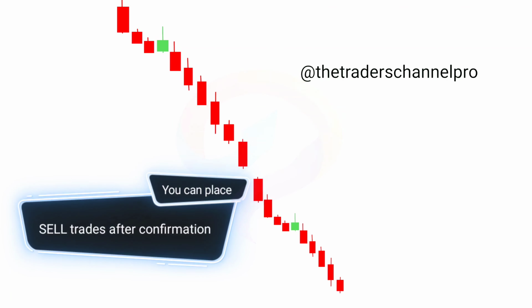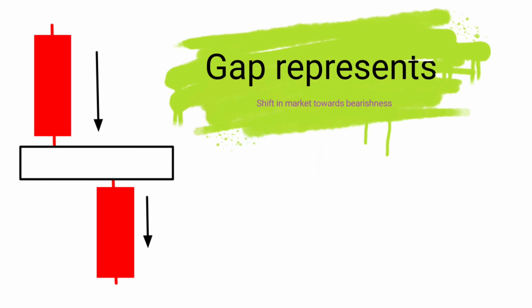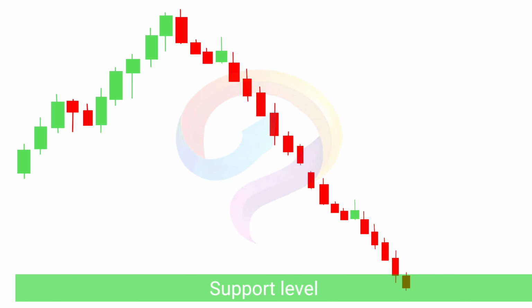Traders often use the falling window as a signal to enter short positions or to add to their existing short positions. The gap represents a sudden shift in market sentiment towards bearishness, and the continuation of the downtrend may continue until a support level is reached.